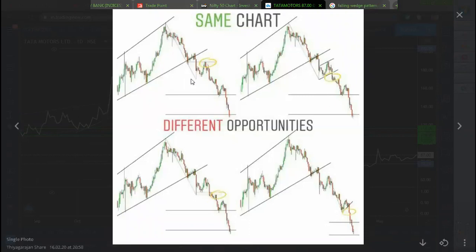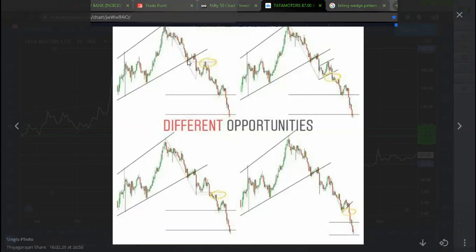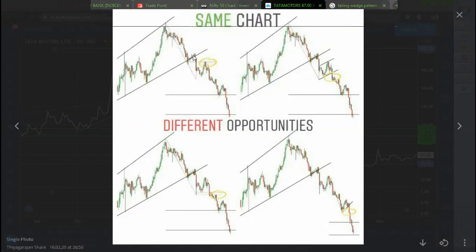If you see the same chart, how this retest. This is the candle. It started roaming around the trend line. That is the first signal for a channel to get broken. Okay, and after that, it gave a breakout. Now, then it went for a retest.